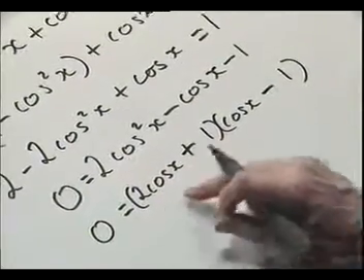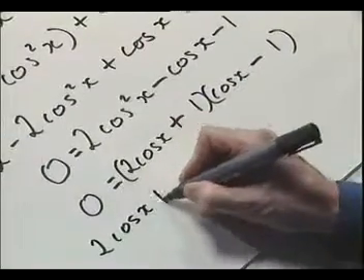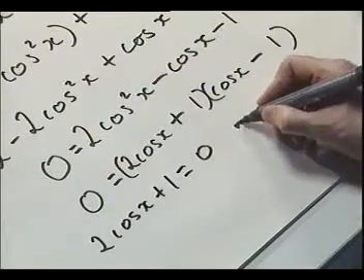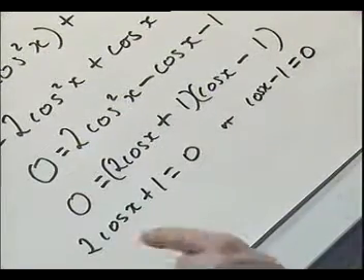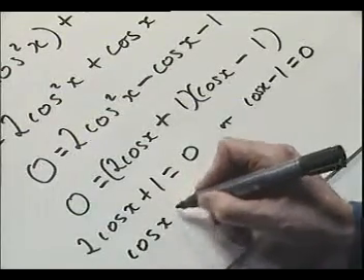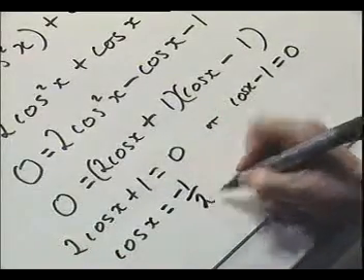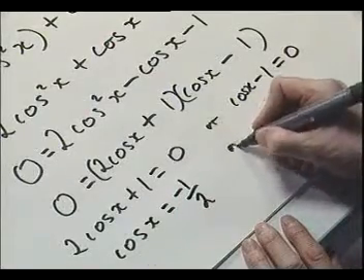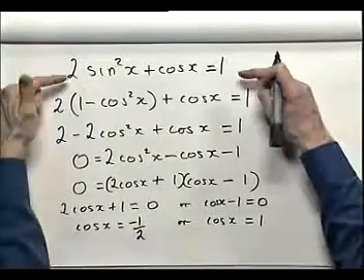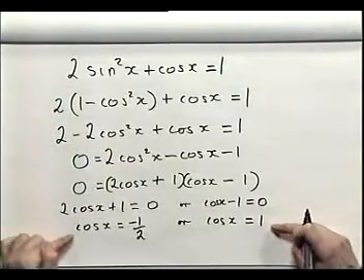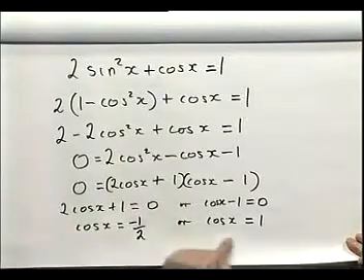So what does this tell us? If this expression is equal to 0, then either 2 cos x plus 1 equals 0, or cos x minus 1 equals 0. This gives us a nice little equation that says cos x is equal to, I'll take 1 away from both sides, so that's minus 1, and divide both sides by 2. So cos x is equal to minus 1/2, or cos x is equal to 1. And so in order to solve this equation at the top, I've now reduced it to solving these two much simpler equations at the bottom. So I'll turn over the page now and take these two with me.